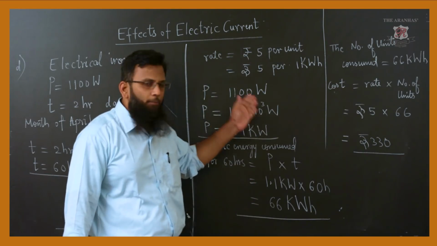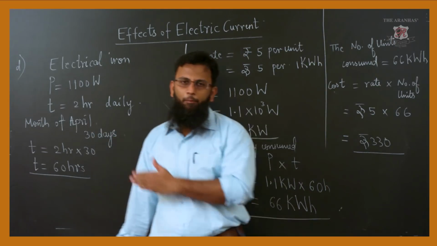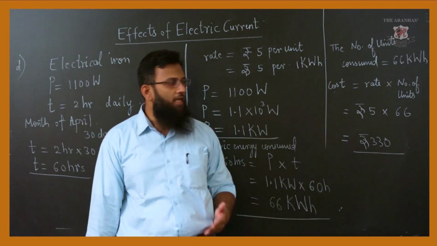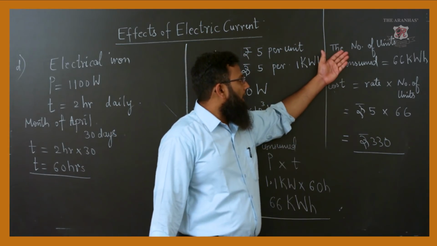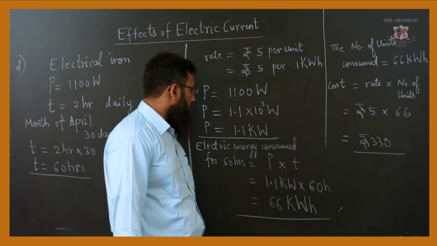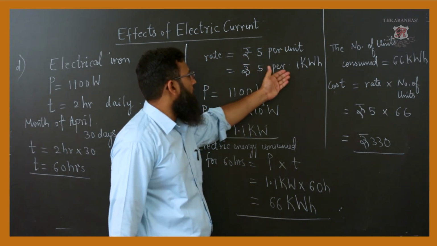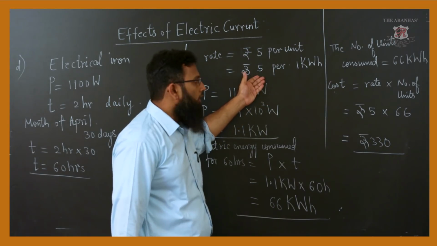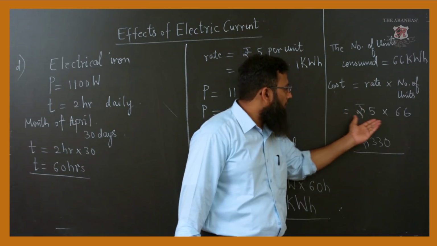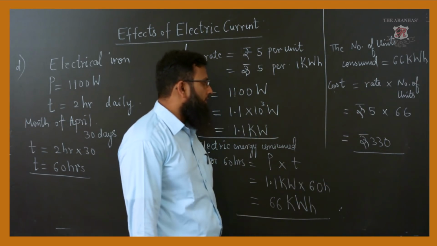So the cost of the electricity bill for month of April, since we have 30 days in April, per day the time duration was 2 hours. So for 30 days it will be 60 hours. Then we calculated how much unit of energy is consumed. We know in the numerical it is given the rate for 1 unit is rupees 5. So for 66 unit it will be how much? So by unitary method we have multiplied 5 with 66 and the final answer comes out to be 330 rupees.